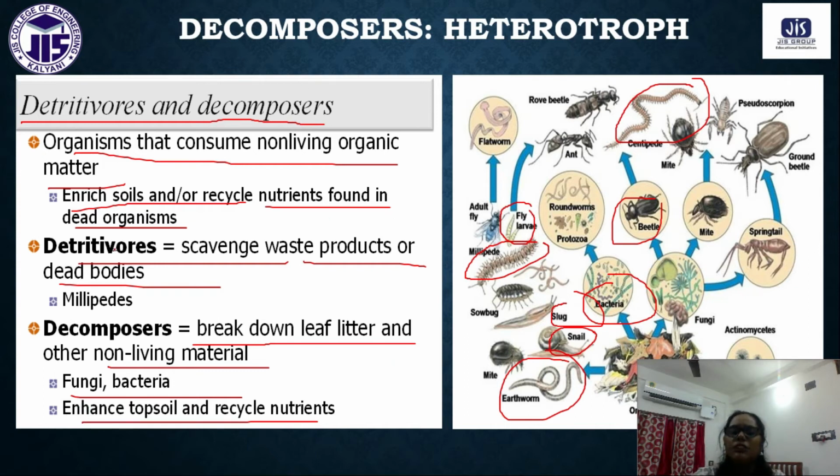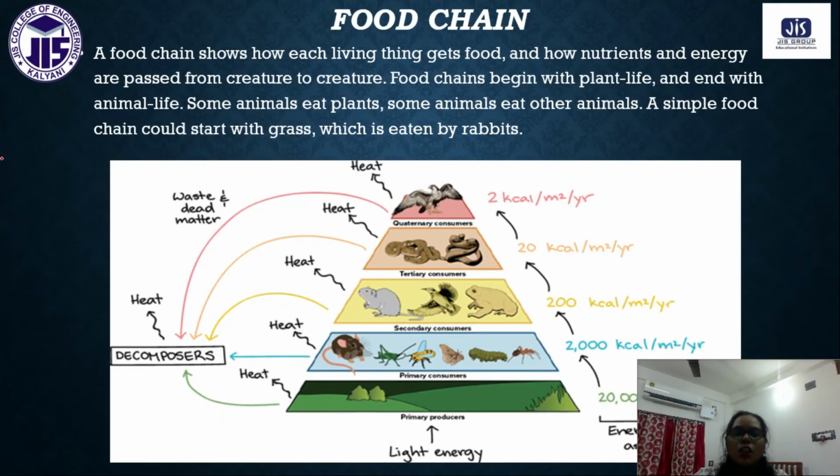All these decomposers are recycling the nutrients and increase the amount of nutrients in the land. Okay, now we will discuss the food chain. So the food chain shows how each living thing gets food, how they are interconnected, and how the energy will be carried, supplied through producer to primary consumer to secondary consumer to tertiary consumer.